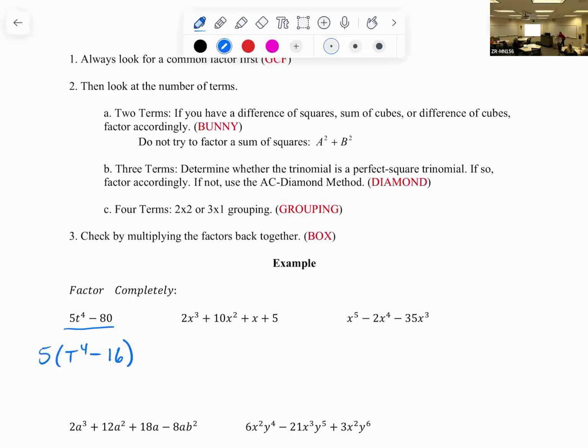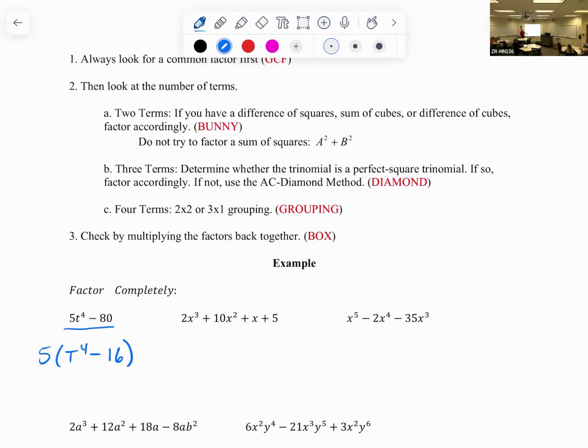I have 2 terms. It is not a sum. Sum is the prime option, so it is definitely not that. Then I need to identify, is this a difference of squares or a difference of cubes? Difference means subtraction, so this is clearly a difference. So are these squares or cubes? Squares. How do you know? T squared is t to the fourth, but looking at the number is an easy one too. I was like, oh, 4 times 4, that's an easy one.